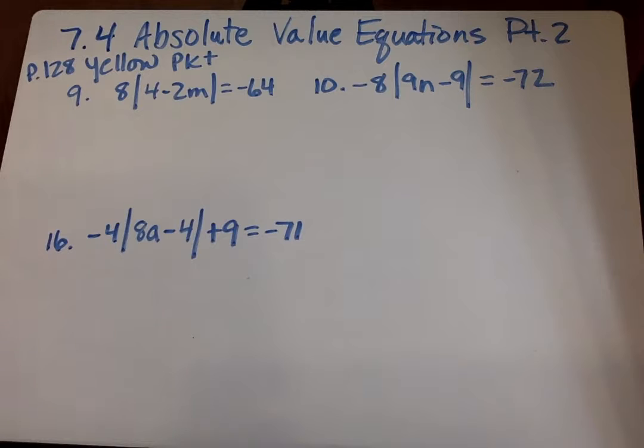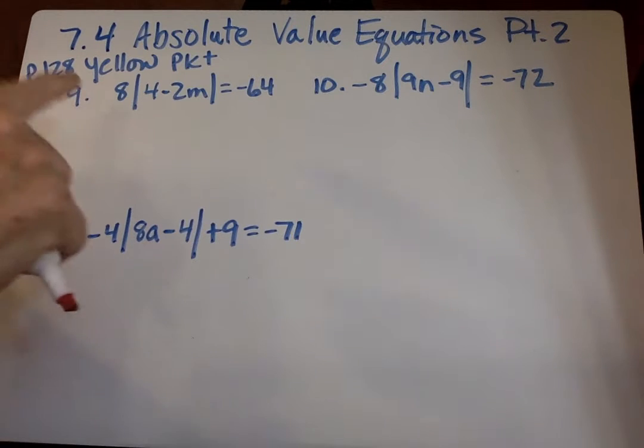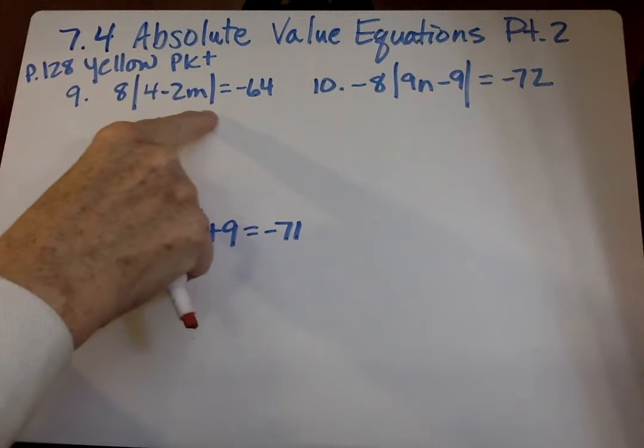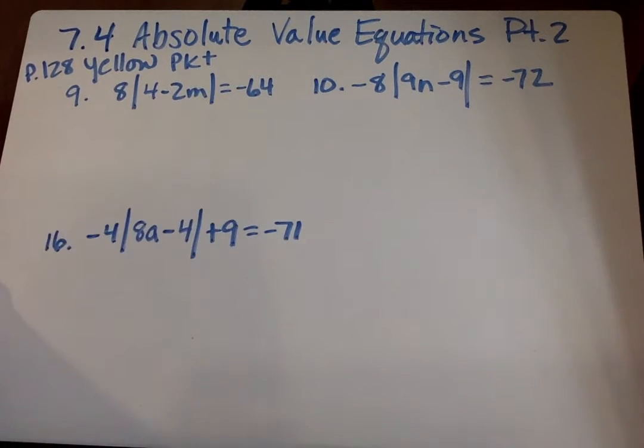I realized I did not do some of the more difficult problems that you will encounter on page 128 in your yellow packet. So I wanted to do a couple of them so that you know how to do them. Right here we have 8 times all this absolute value equals negative 64.